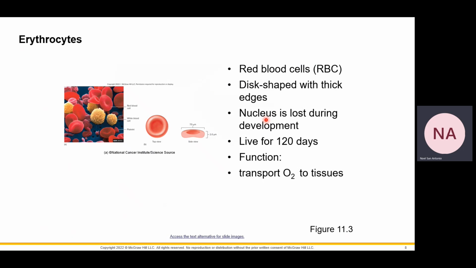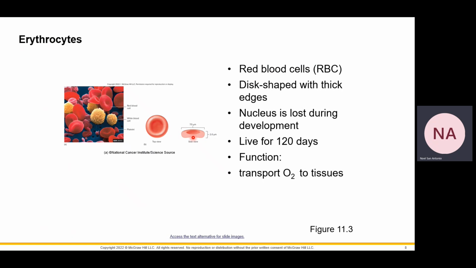Okay, so let us look at the characteristics, the structure of each of those formed elements of the blood. First, starting with your erythrocytes or your red blood cells. Red blood cells are disc-shaped with thick edges. So as you can see, if you will have a cross-section of our red blood cells, it is disc-shaped, but the edges are thicker as compared to the center.